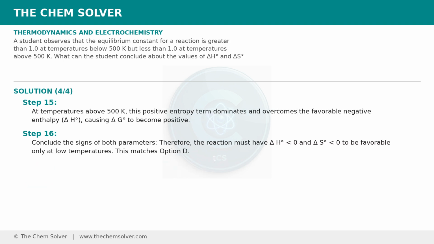At temperatures above 500 Kelvin, this positive entropy term dominates and overcomes the favorable negative enthalpy, delta H degrees, causing delta G degrees to become positive.